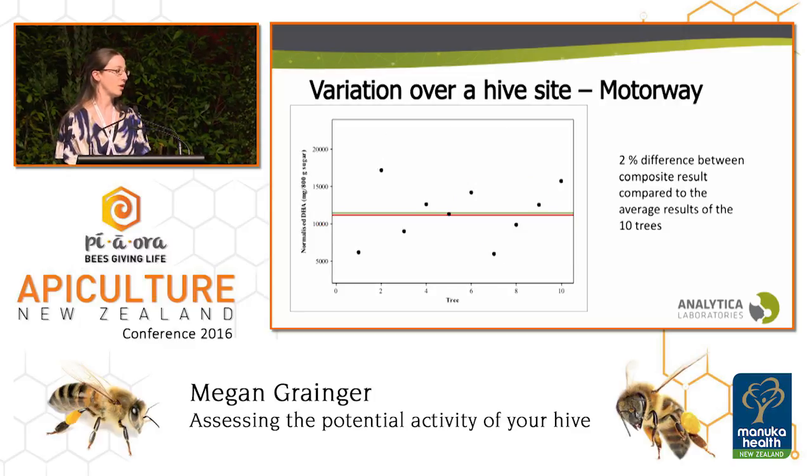So if we just run through a couple of slides, you can see that if we composite them, the composite is in the red line, and the green line is an average of the 10 different trees across the hive site. So there's only 2% variation. So value for money by chucking them all in together.